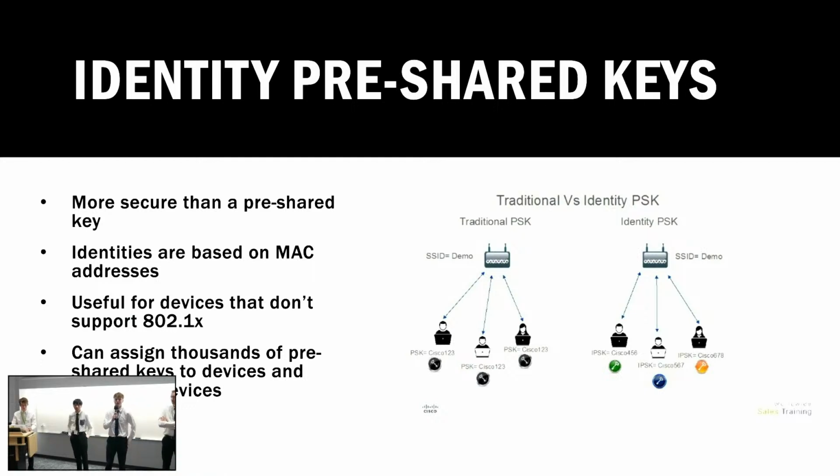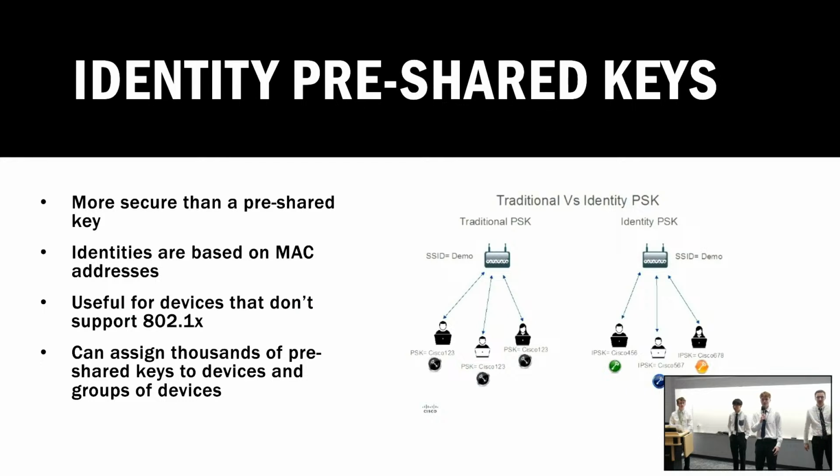Okay, moving on from BYOD. Identity pre-shared keys, or IPSKs, are more secure than a normal pre-shared key, and they're an ideal solution for devices that do not support 802.1x. IPSK allows devices to be assigned a PSK based off of their identity, which is usually the MAC address of that device. So you can designate thousands of pre-shared keys to devices and groups of devices.